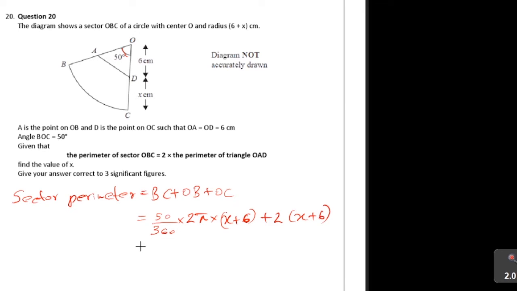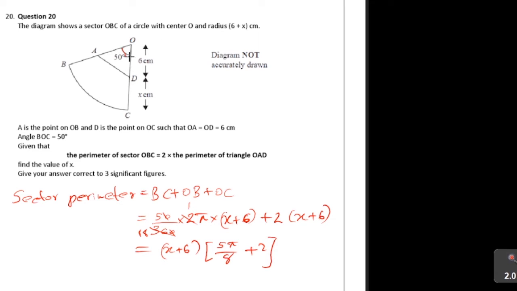I'm not going to solve this fully. I'm just trying to keep it as simple as possible. Substituting for pi and dividing by fractions is not going to be helpful for me at all. So I can take x plus 6 out as a common factor. That part is going to be x plus 6 times 5 over 18 plus 2. I'm keeping it until I get the perimeter of the triangle OAD.